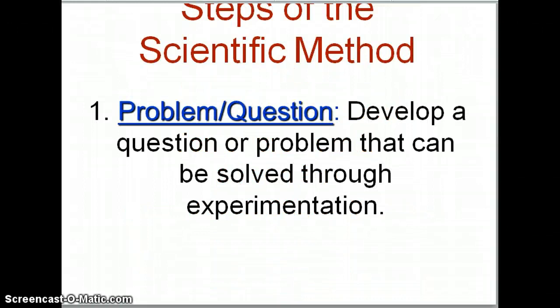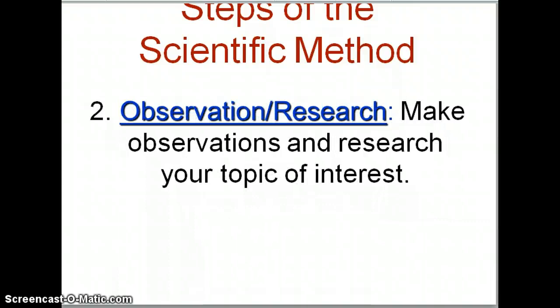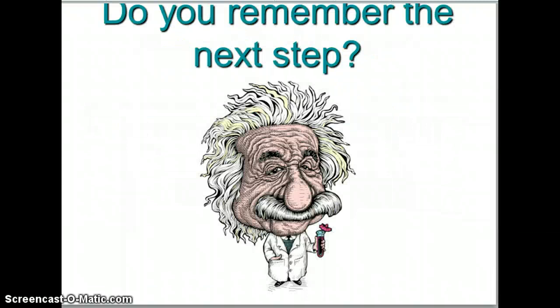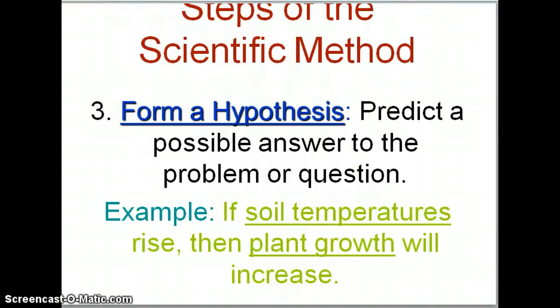The first step is to develop a question or problem that can be solved through experiments. The second step is observation and research. Make an observation and research your topic of interest. We've already went over the first 2 steps. Now can you remember the next step? If you said hypotheses, you are correct. The third step is to form a hypothesis. Predict a possible answer to the problem or question. Example, if soil temperatures rise, then the plant growth will increase.